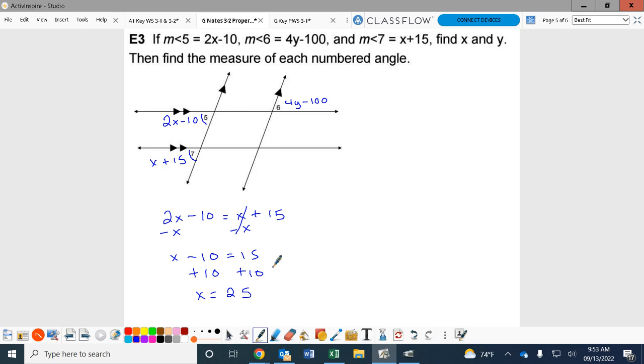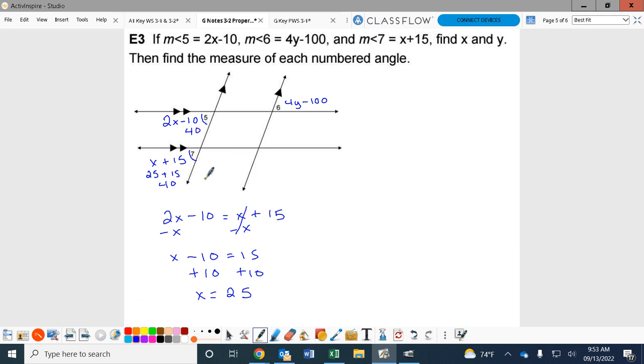It says you have to find the measure of each angle, so you got to plug it in. So this is going to be 25 plus 15. What's 25 plus 15, guys? 40? And if this angle's 40, then this angle's also got to be 40. We don't need to figure that out. It's just going to be 40.